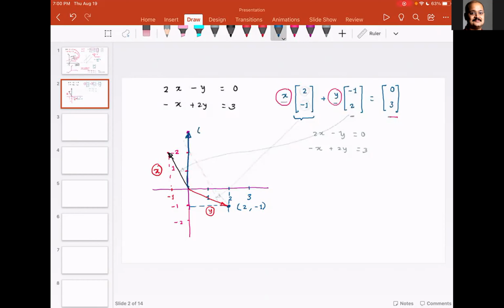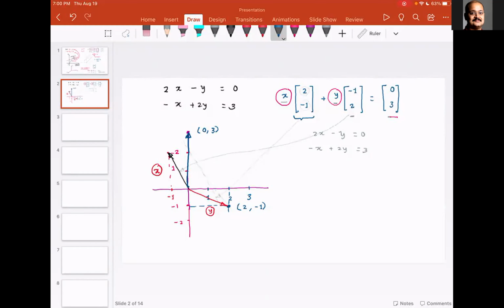So this is the vector 0, 3. Now, this may be a little bit difficult to visualize, but here is the idea. Somehow expand or shrink this vector and add this vector to that expanded or shrunken vector, so that finally you get the resultant vector 0, 3.